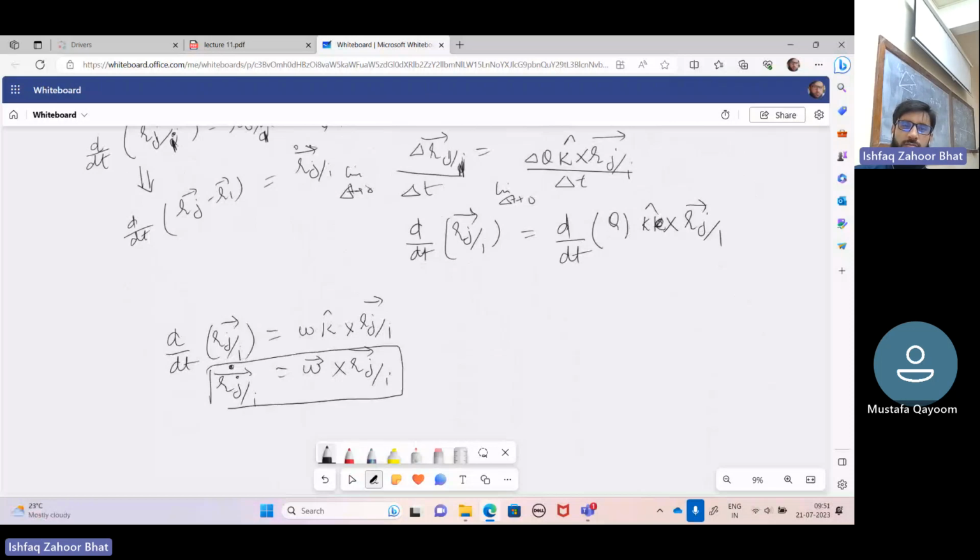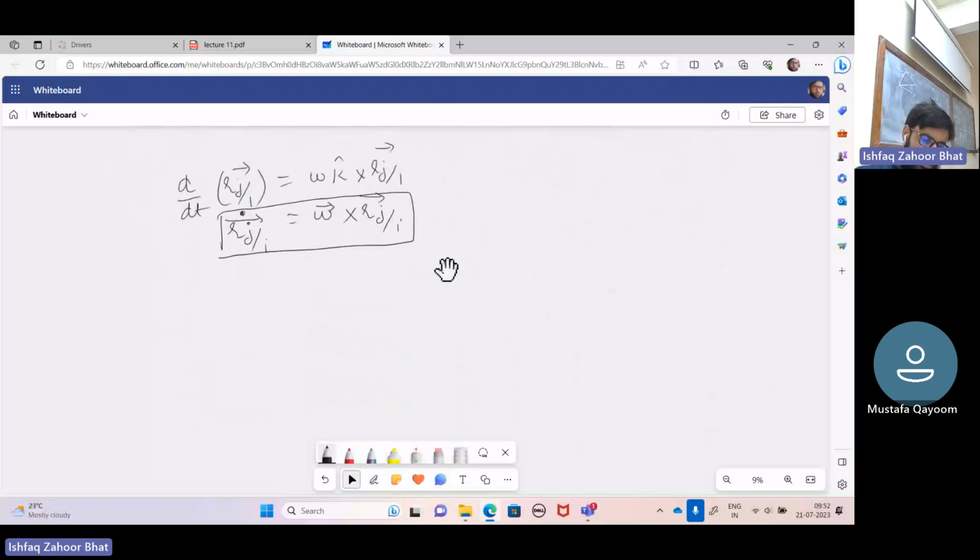This is a very important equation. So basically what this equation is saying is that if you have a rigid body, then the derivative of the relative position of any point with respect to some other point is nothing but omega, that is the angular velocity of that body relative to the frame, cross that position vector. Okay, so this is very important. Keep this in mind when we go ahead, we will be utilizing this equation.